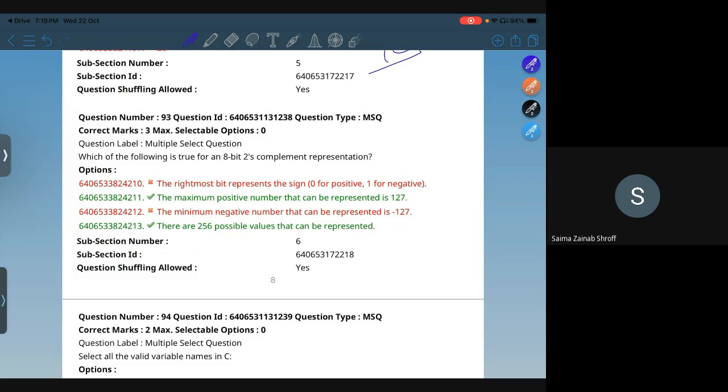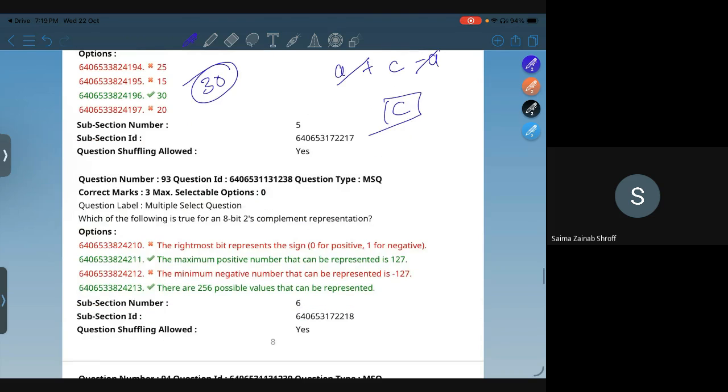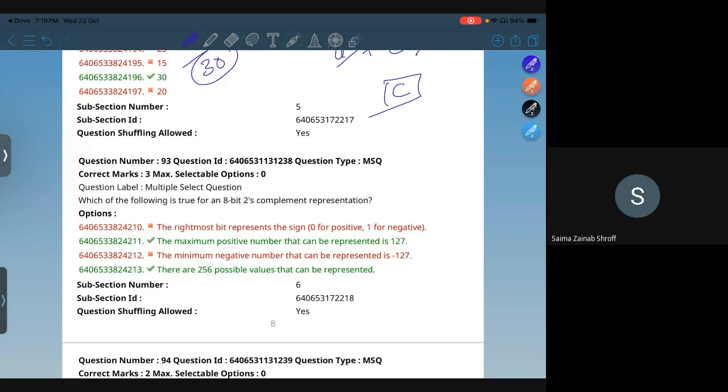Which of the following is true for an 8-bit 2's complement? Okay, so 8-bit 2's complement is this thing. This was discussed in the first week, I think. It was just stated as a fact.